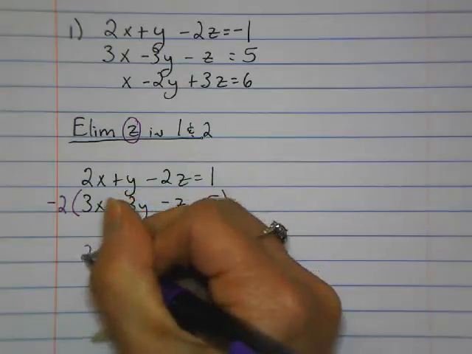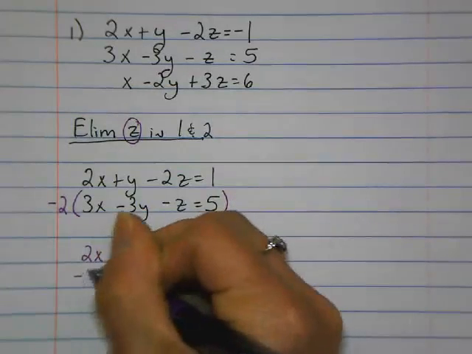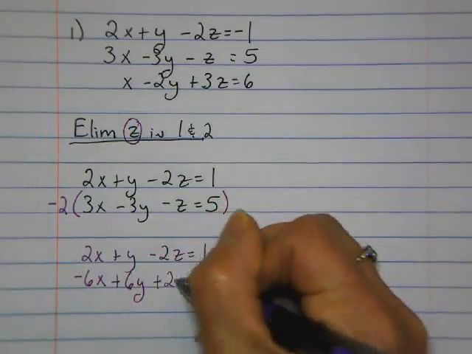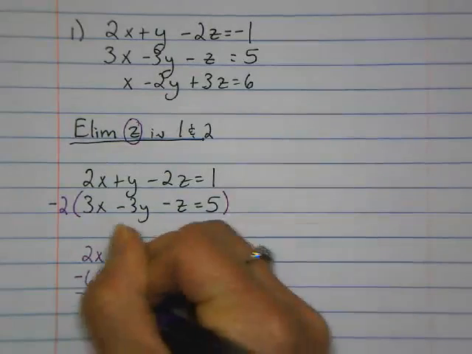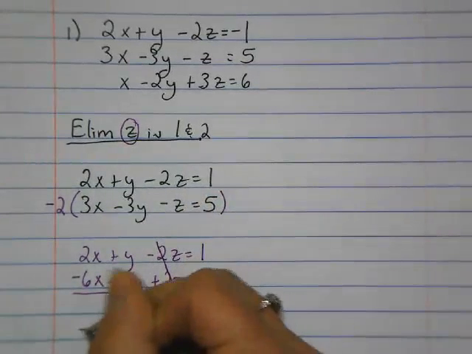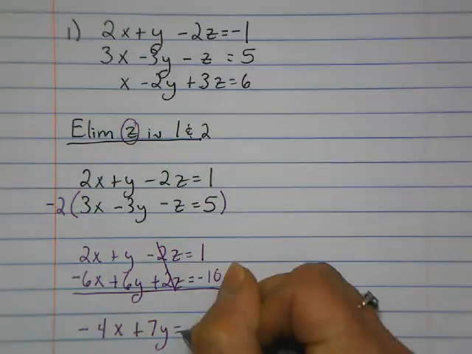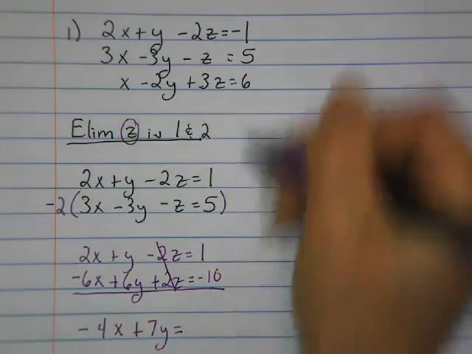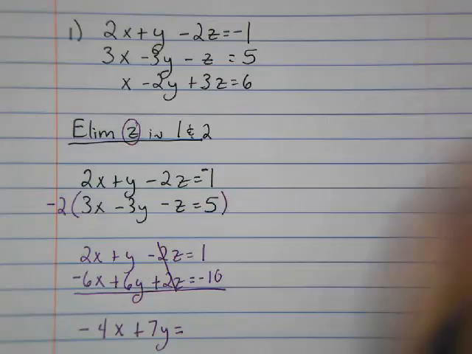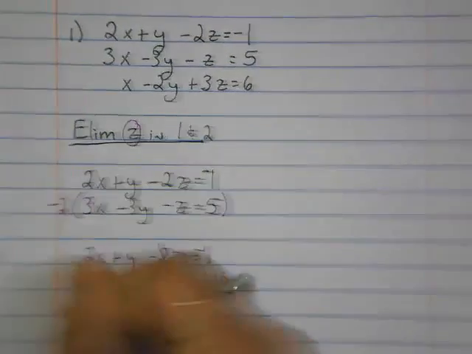So 2x plus y minus 2z equals 1. Negative 6x plus 6y plus 2z equals a negative 10. So when I clean this up, the z's disappear like I wanted them to, and I get negative 4x plus 7y equals, hang on, look at that, I've already made a boo-boo. You see that negative 1 I dropped? Can you please add it back? I get negative 11. Okay, circle that equation, because we're going to need that equation.